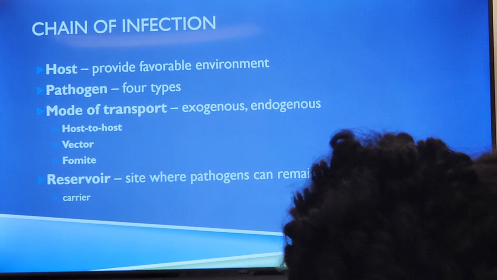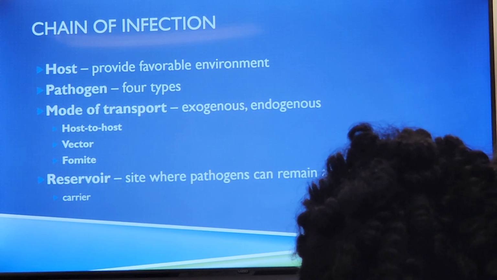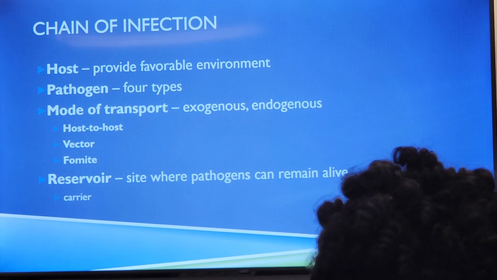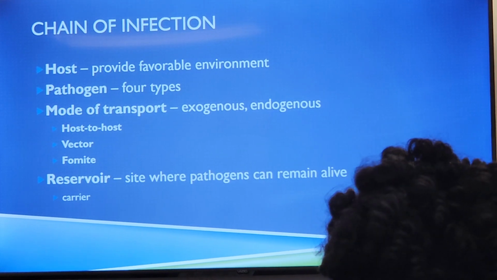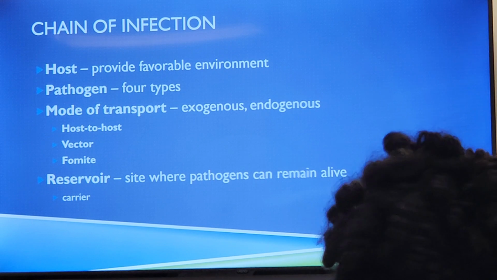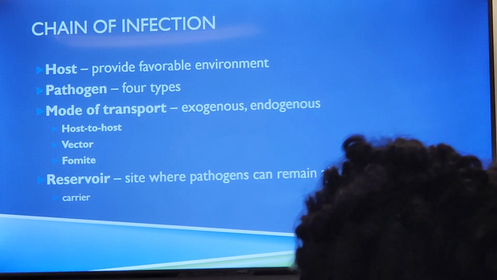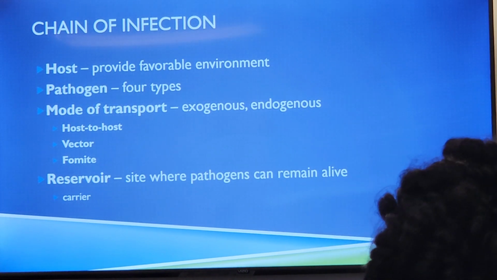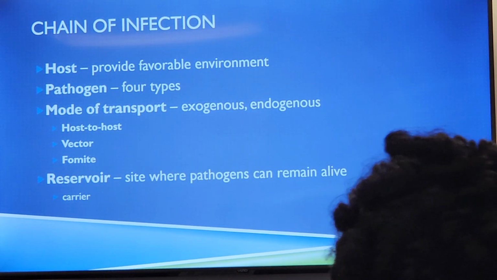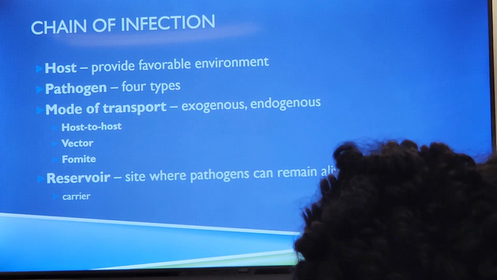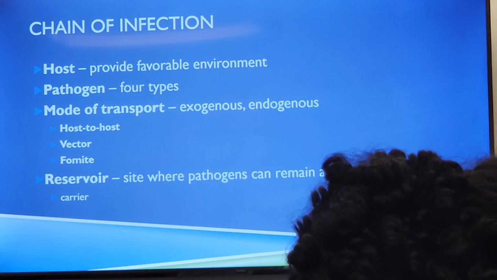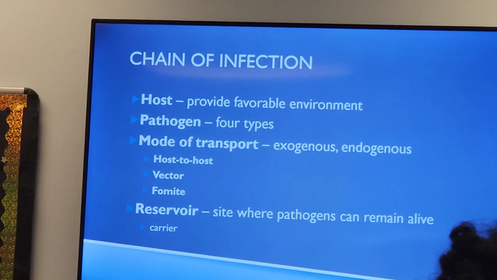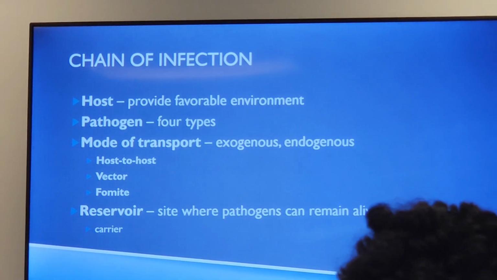Okay, stay on track. Now I gave you that terrible image in your head. Modes of transport, we have two: exogenous, endogenous. Exogenous means outside the body, endogenous means inside the body. We have host to host, which is direct, of course, vectors and fomites. We have reservoirs, once again, that's where they grow and multiply, where they thrive. That'd be like our moist areas, our humid areas. This is why we keep the areas as sterile as possible in the hospital, to not allow reservoirs to exist and cause those pathogens to grow.